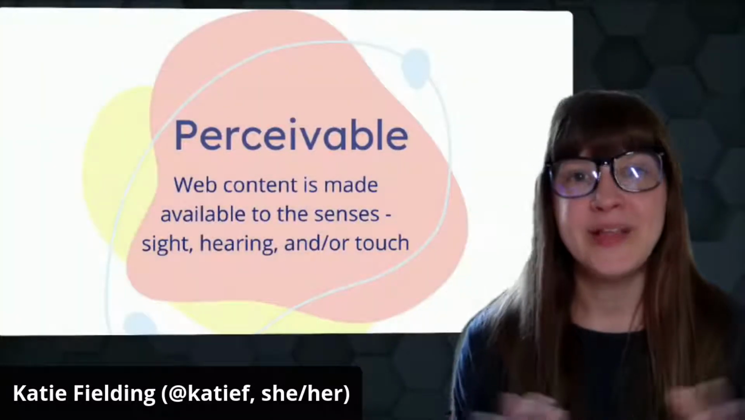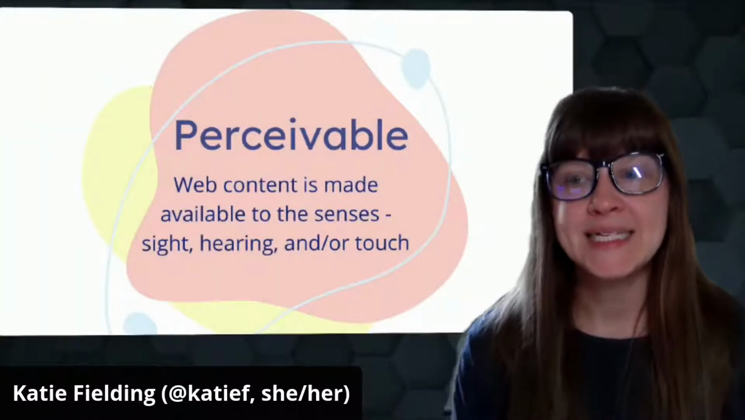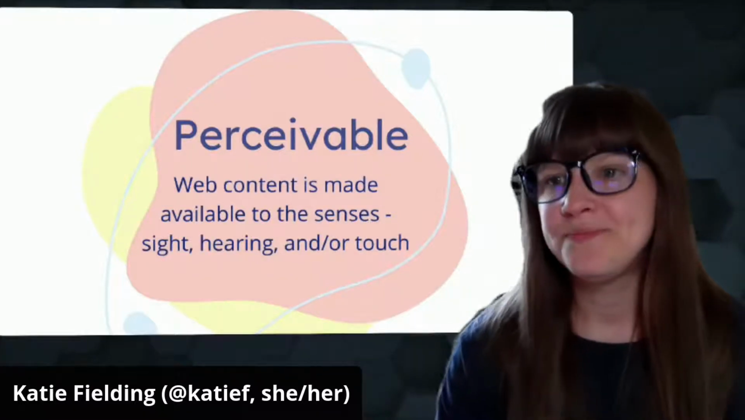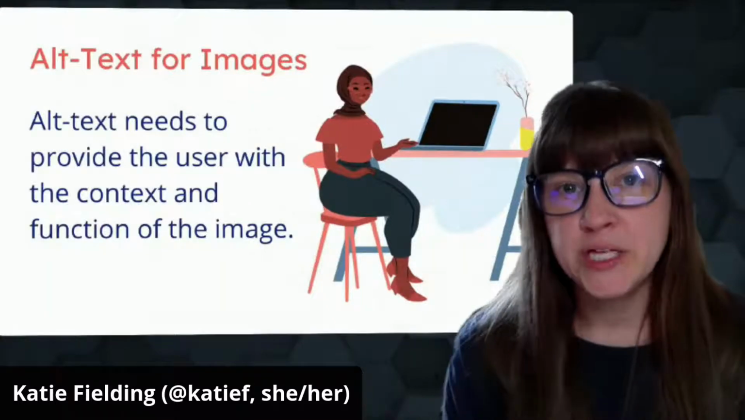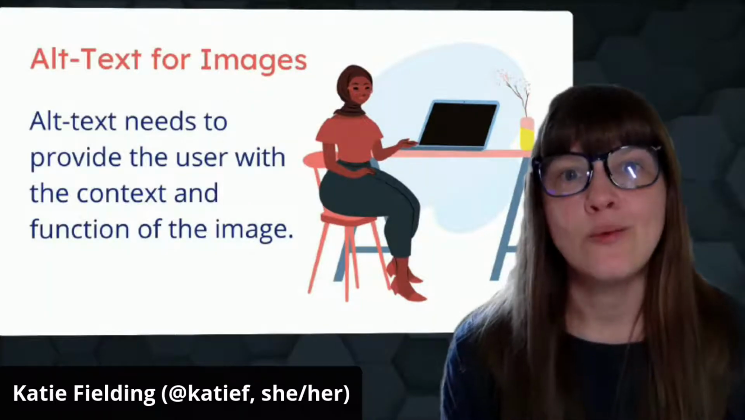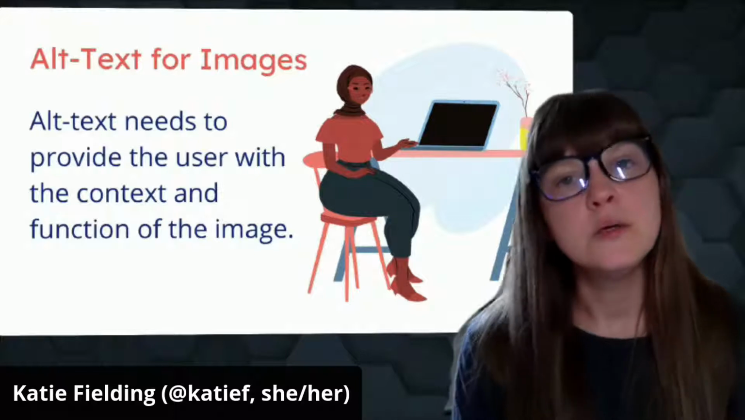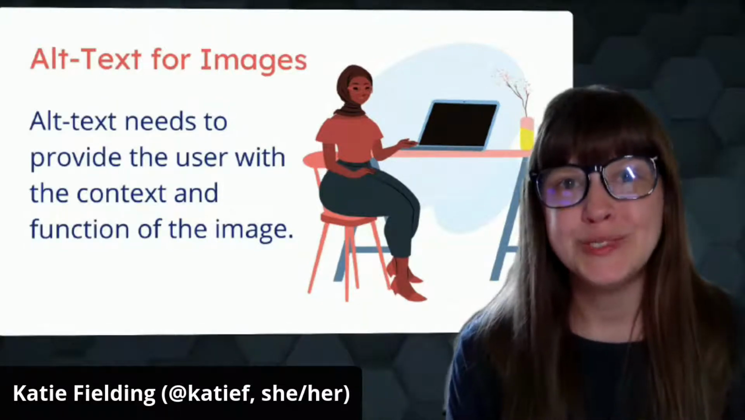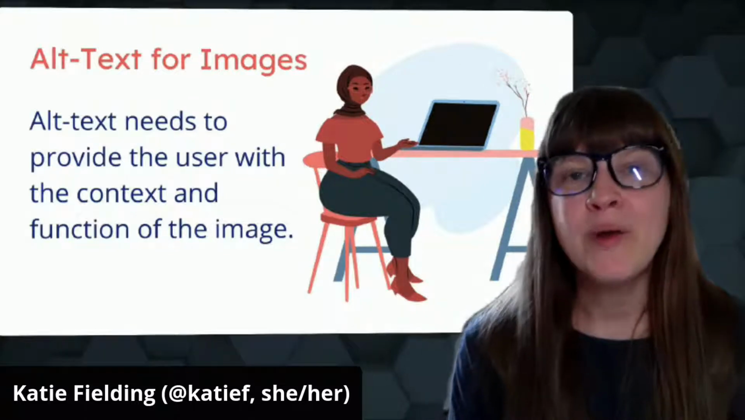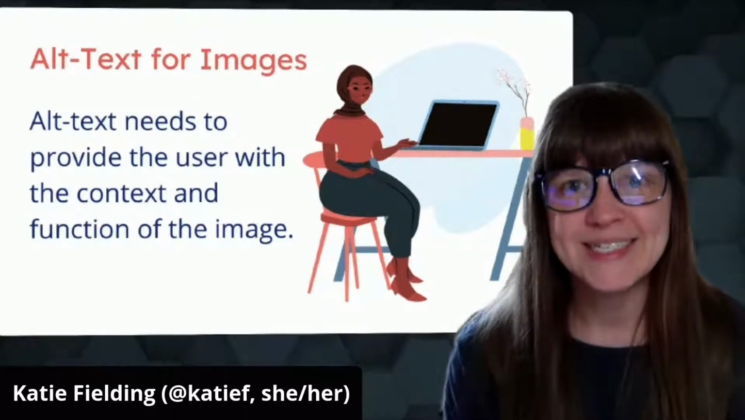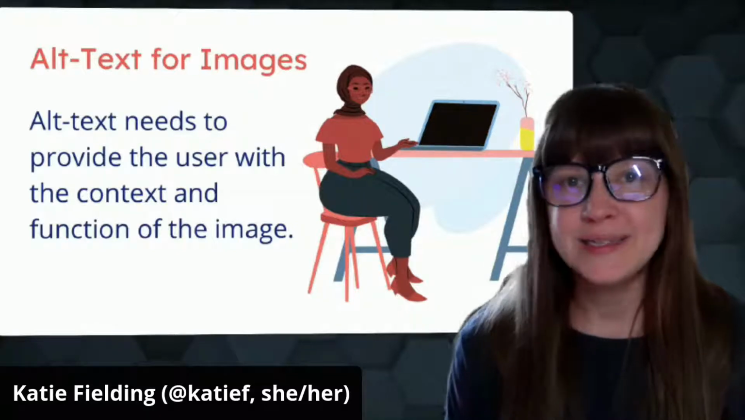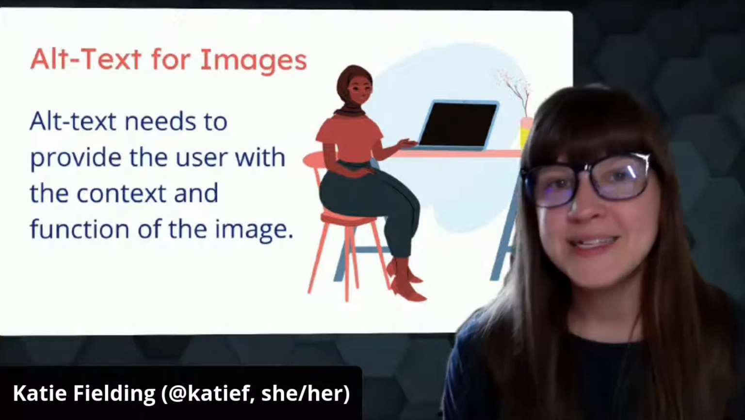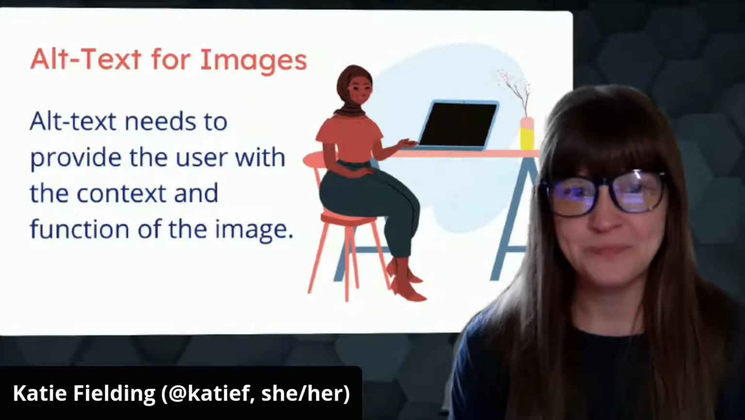All right, so let's get into the perceivable. This is the content as it's available to the senses, like sight, hearing, and touch. The first thing that we can do as educators is write alt text for our images. So when we put images onto a page in Canvas, you have that option to do some alt text. And we want to write good alt text in those spaces. So not just putting something there, but we want the text that we write to show the context and function of the image on the page.